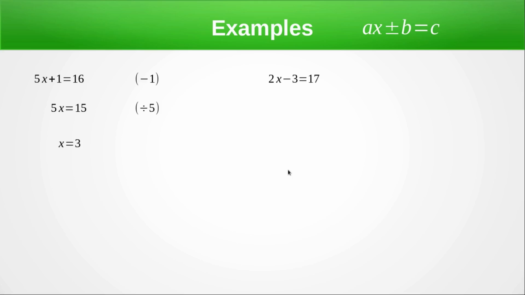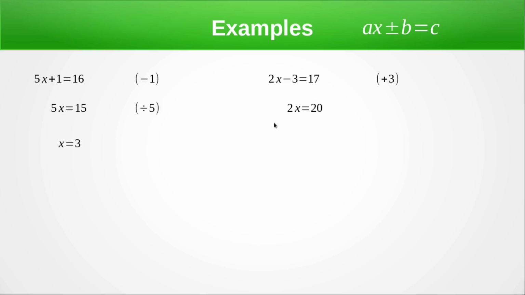Now let's look at one more example. 2x minus 3, or subtract 3, equals 17. The basic form is going to be the 2x. How do we get rid of subtracting 3? Well, we add 3. So that's going to leave us with 2x on the left and 17 add 3, which is 20 on the right.